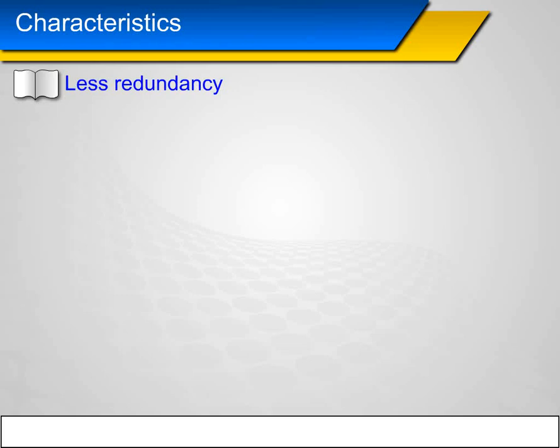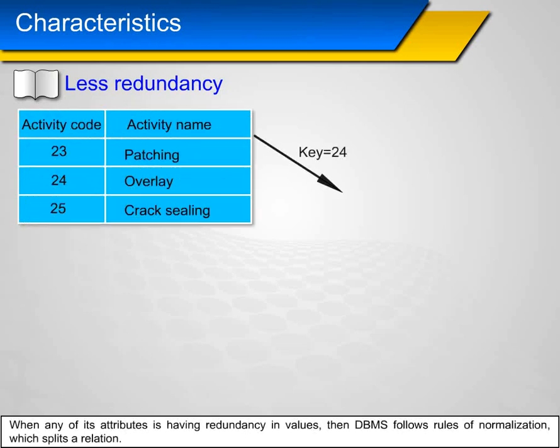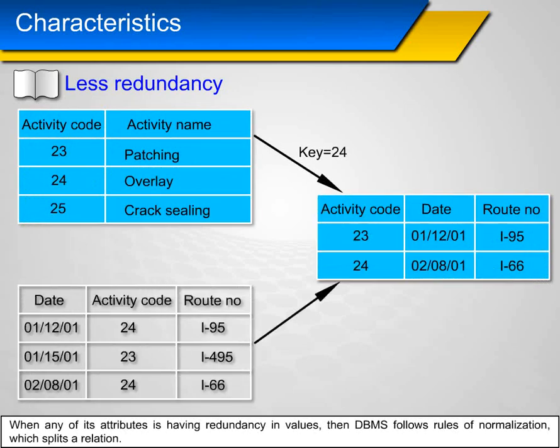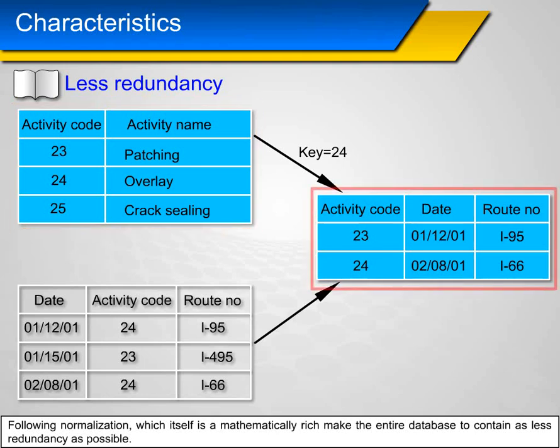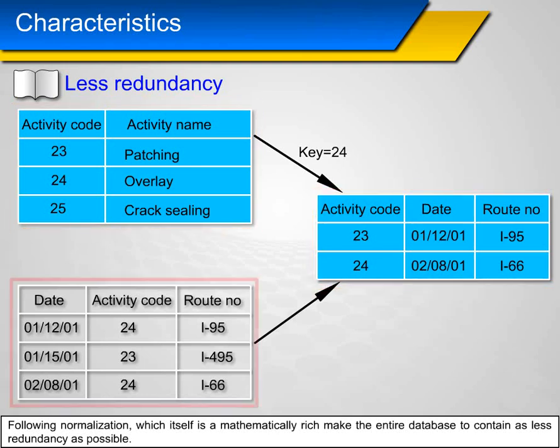Less redundancy. When any of its attributes has redundancy in values, the DBMS follows rules of normalization, which split a relation. Following normalization, which is itself mathematically rich, makes the entire database contain as little redundancy as possible.